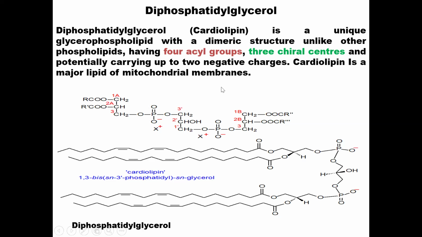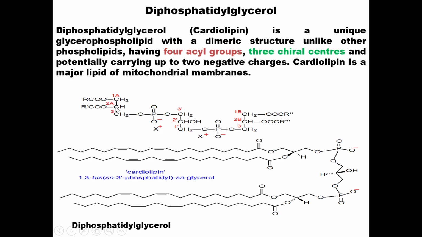These 2 negative charges come as a result of the phosphoric acid residue having oxygen here, and this oxygen is carrying a negative charge. If you look at the first phosphatidylglycerol in diphosphatidylglycerol, you have a glycerol backbone attached to fatty acid at carbon 1 and carbon 2. Carbon 1 is bonded to fatty acid, hydrogen, and another hydrogen, so this carbon is not a chiral carbon.